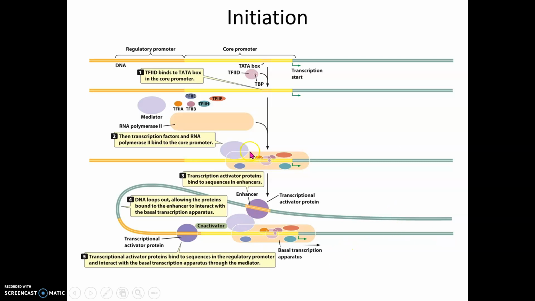If we look at this in a different way, so our regulatory promoter, our core promoter, remember core promoter, basal level. We have our TATA binding box, TFIID with its TBP binds to the TATA box, attracts all of these things that come along. Now they're binding and we're able to kick some things off and go.